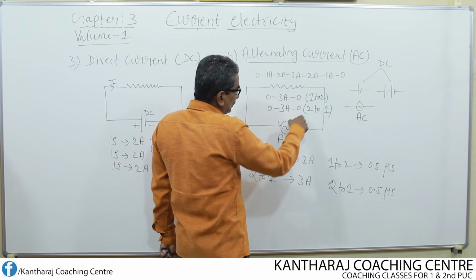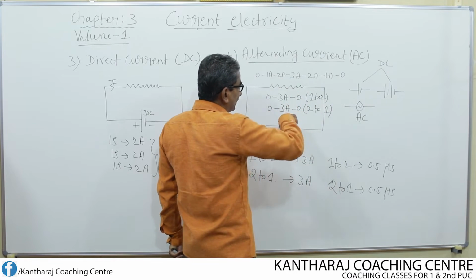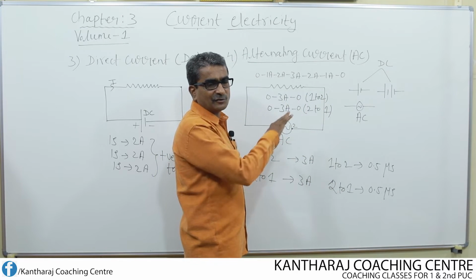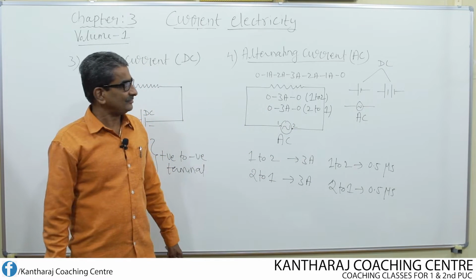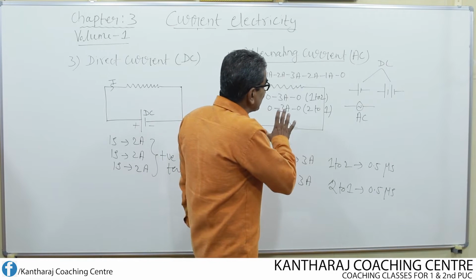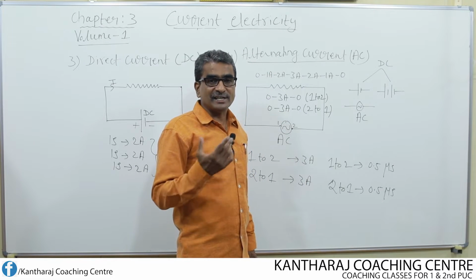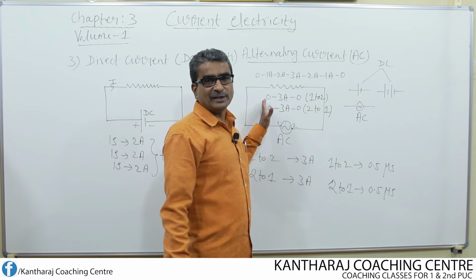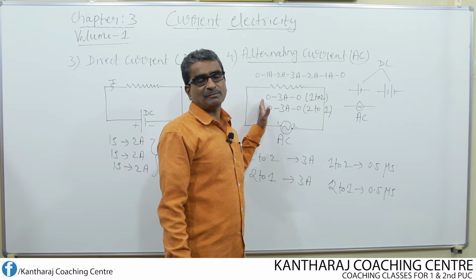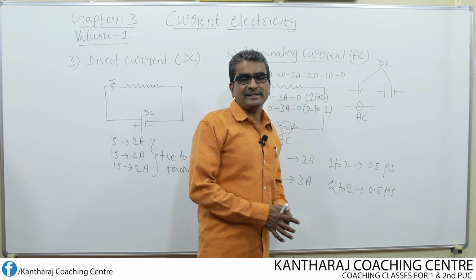When it flows from 1 to 2, we call this a half cycle. If it flows from 2 to 1, we call this another half cycle. Half cycle plus half cycle, totally it forms one complete cycle. So this type of current, where magnitude and direction change alternately, and magnitude varies from 0 to maximum, maximum to 0, is nothing but alternating current.